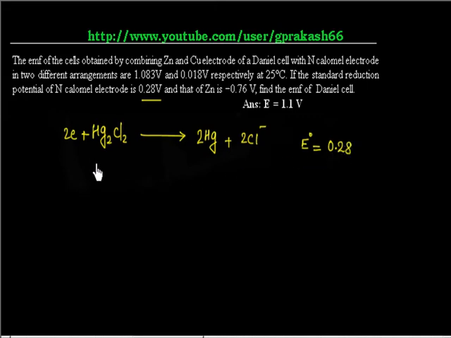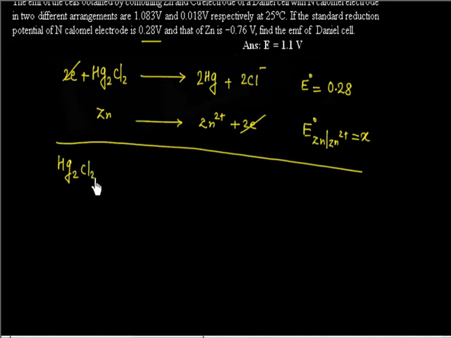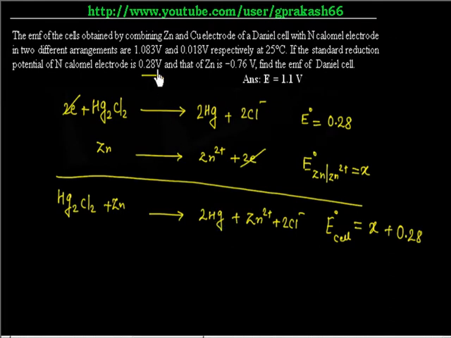Are you getting? And now two different arrangements are also given. If I combine the calomel electrode with the zinc electrode, zinc has to be oxidized, so Zn gives Zn2 plus and 2 electrons. Let us call this E degree of Zn to Zn2 plus, and this value x. Now if you add these two, the 2 electrons cancel, so we can calculate E degree cell. That is Hg2Cl2 plus Zn giving 2Hg, Hg is a liquid, and Zn2 plus and 2Cl minus. E degree cell is x plus 0.28. X might be negative, that can be found only from the data, and this says if I add with zinc, the E degree is 1.083.